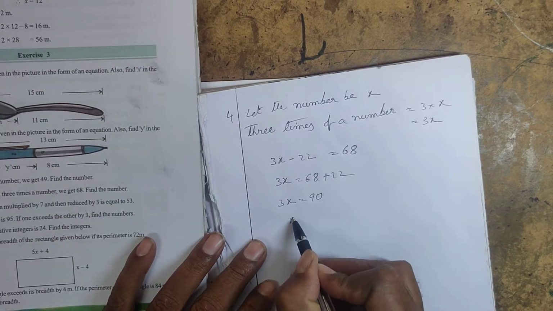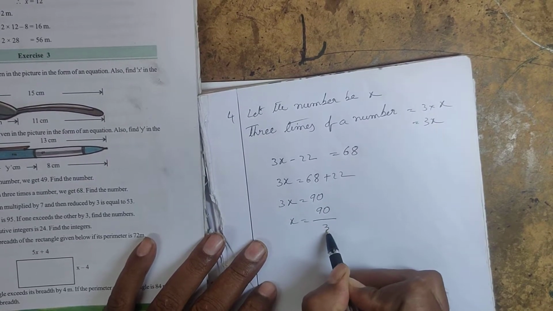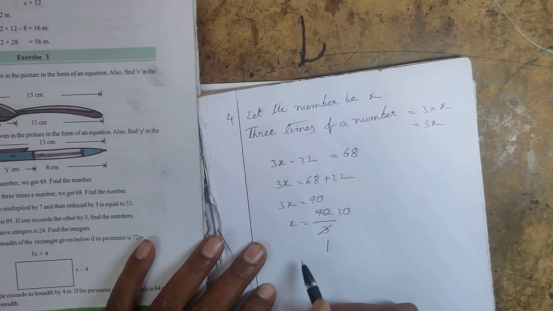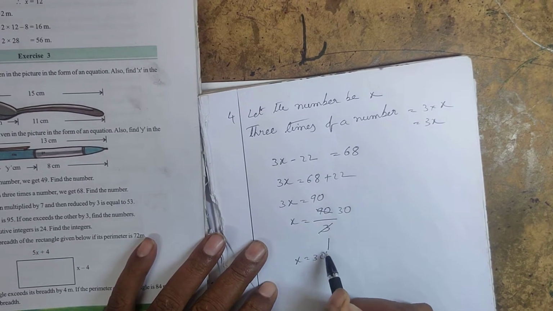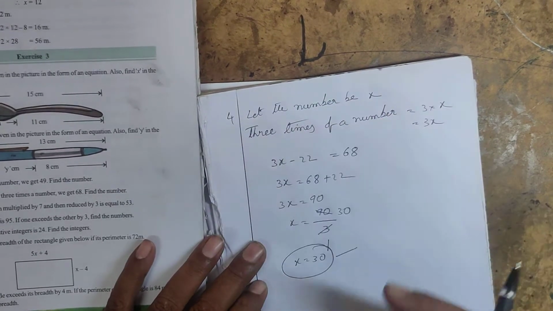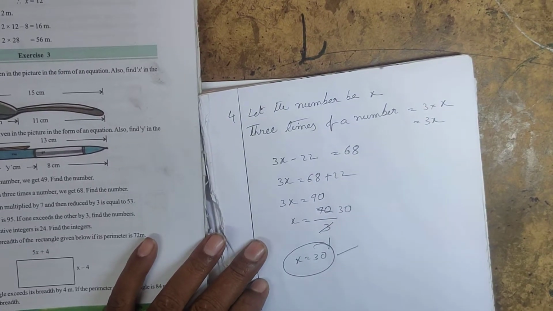You have to make x the subject. So that 90 will go to the numerator, 3 will come to the denominator. And in the 3 table, 3 tens are 30. So you got the x value as 30. What is x? The number is 30. So he asked to find the number and we got the number.